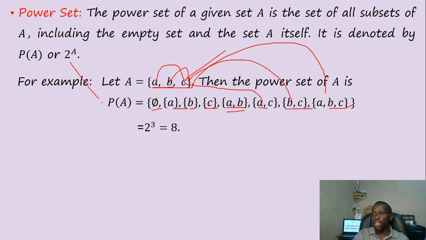Or you just use this formula straight: 2 raised to the power of n(A), and n(A) is the number of elements in this set. Remember, n(A) is the cardinality. So the cardinality of this is 3, right? The number of elements we have there is 3. So that becomes 2 raised to the power 3, and 2 raised to the power 3 is 8. That's how we got that.